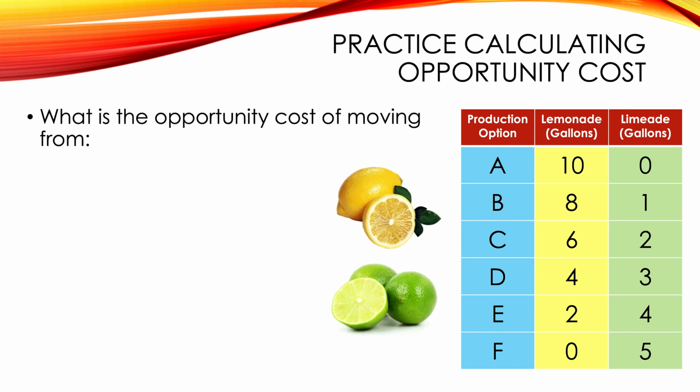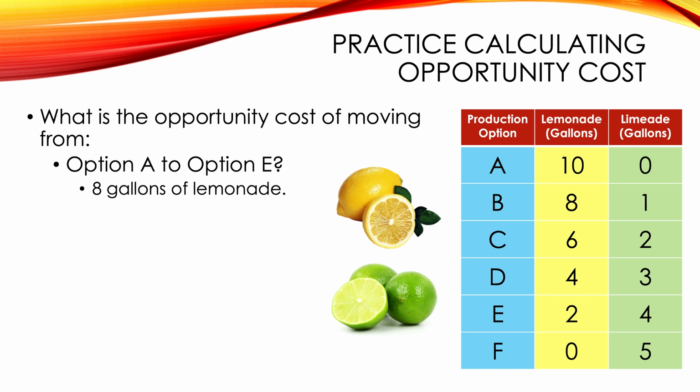There we go. All right. So what's the opportunity cost of deciding to move from option A to option E? You can pause the video if you want to, try to work it out, and then unpause it, because I'm going to tell you the answer in 3, 2, 1. The answer is 8 gallons of lemonade.